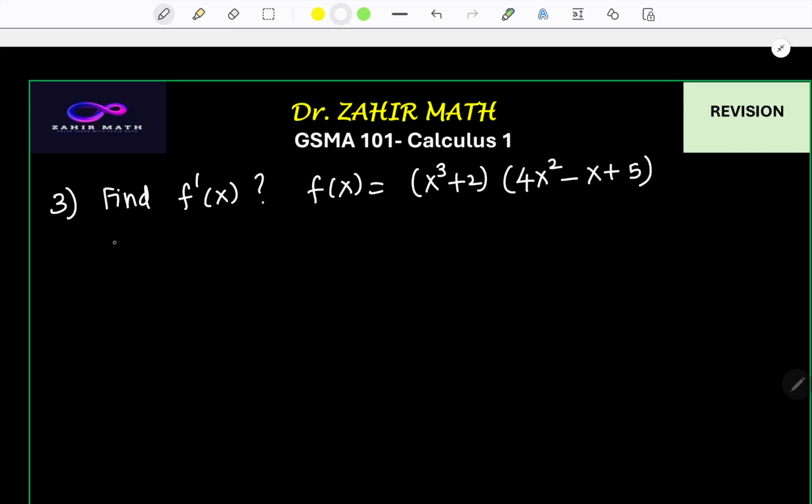How can they ask? The question can be asked as: find the derivative. What do you mean by f dash of x? F dash of x means derivative. So find the derivative. Let's go to the solution.